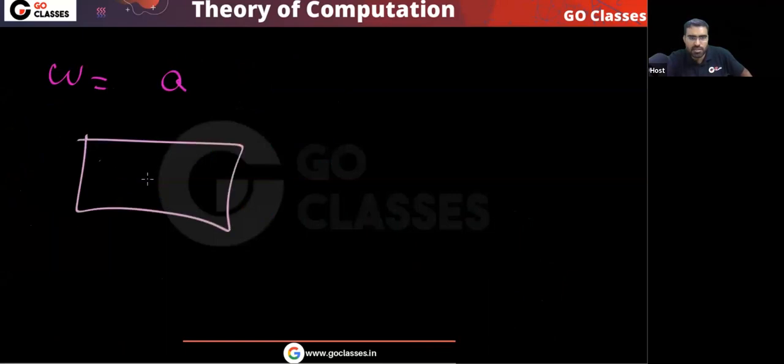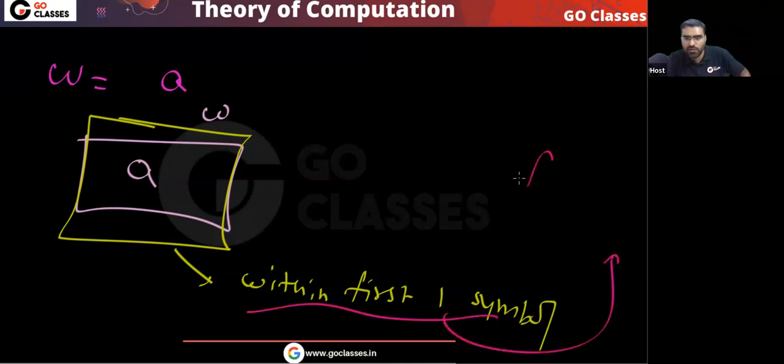Tell me why this is a violating string. For example, this W equal to A. Why does this violate? Within the first P symbols, here one symbol, you will find Y. So Y will be A. If I take Y equal to A, so this will be Y.